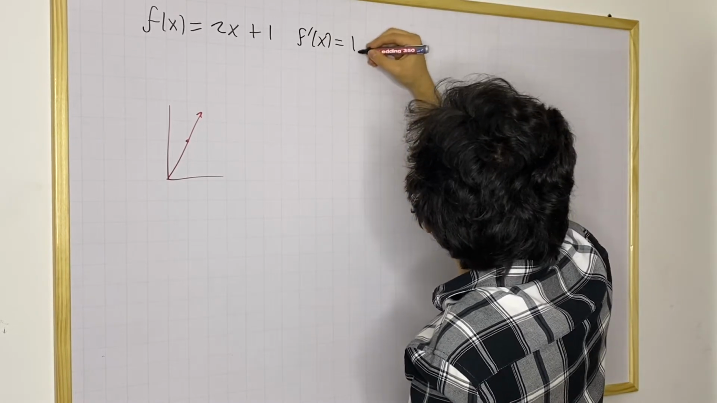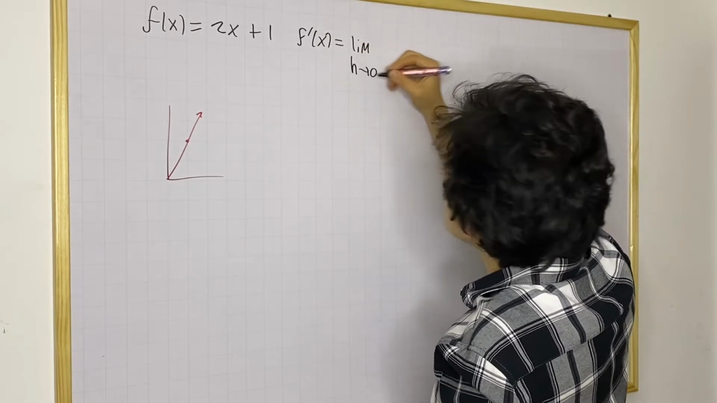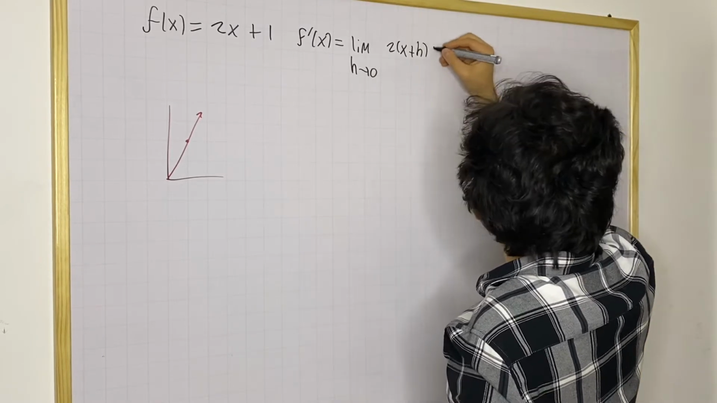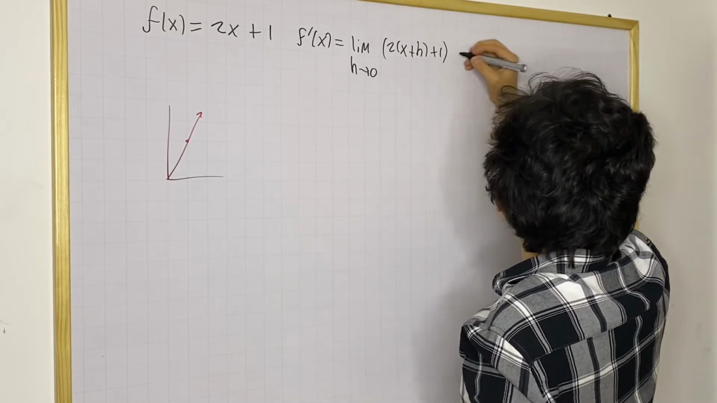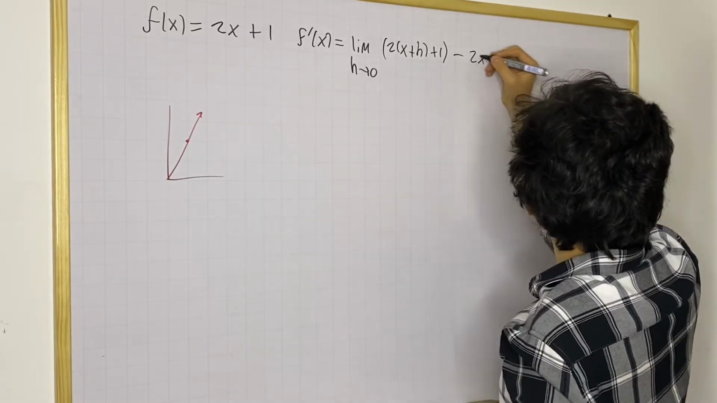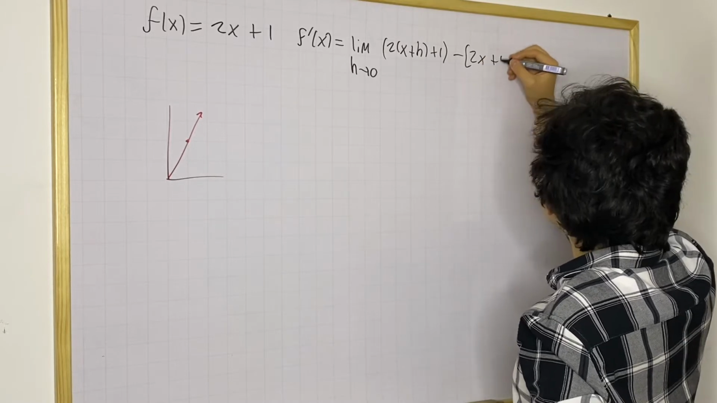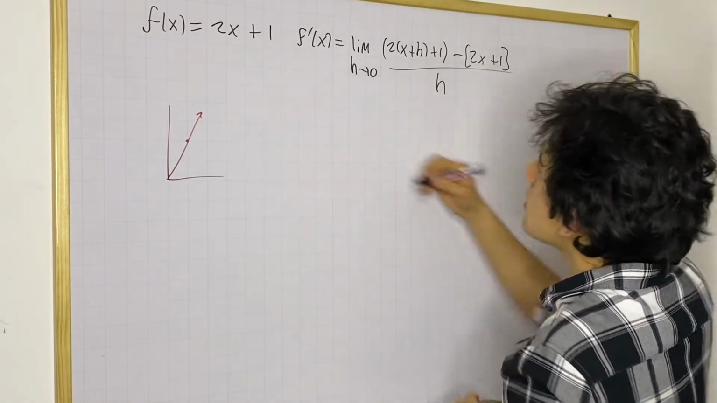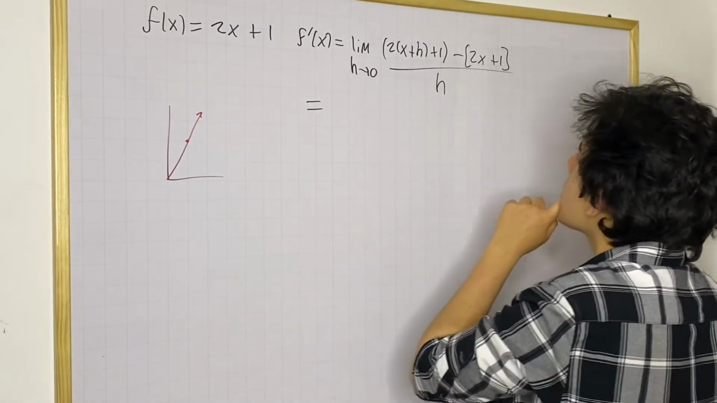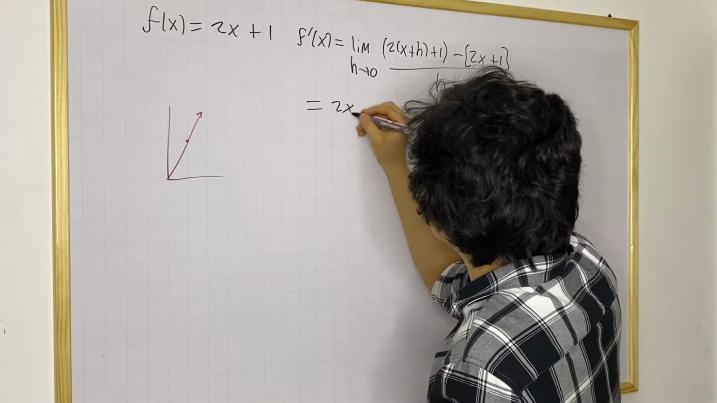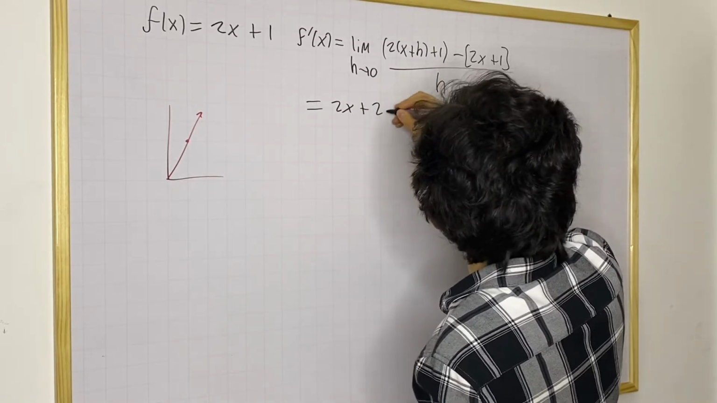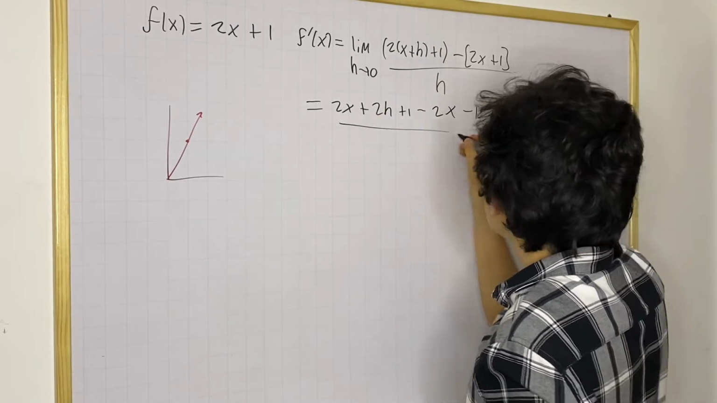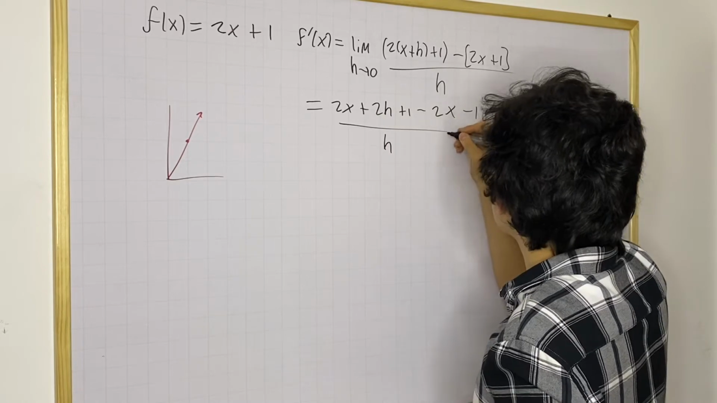So in this case, we should get the limit as h approaches 0 of the function 2(x plus h) plus 1, minus the initial function, 2x plus 1, all of this divided by h. Now how much is this? I'm going to keep going down here. So in this case, I'm going to distribute it right there, and you're going to see what happens. 2x plus 2h plus 1 minus 2x minus 1, divided by just h.